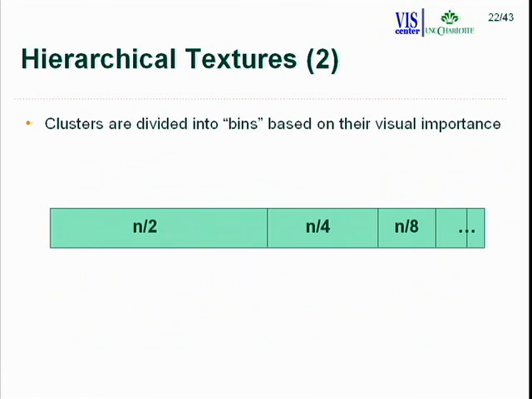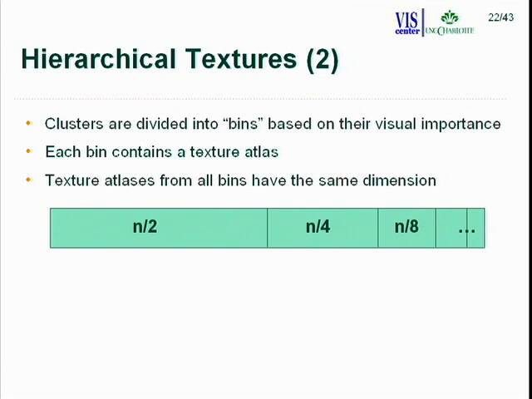And then we put these cluster meshes into bins based on how visually important they are. The idea here is that if you have a particular cluster mesh that you know won't show up until it's really far away, then you don't have to give it as much texture real estate. So in such a case, you would put it in the earlier bins. And I'll explain that in a little bit.